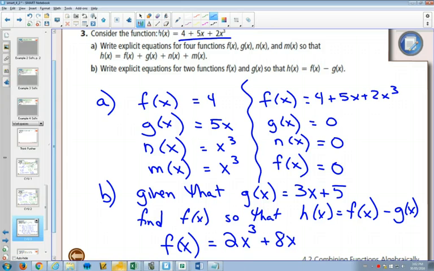And if my final answer needs to have a 4, what am I going to have in f of x? I'm going to have plus 9. So that was a little bit more involved than just rewriting one to be the same and making the other one 0.